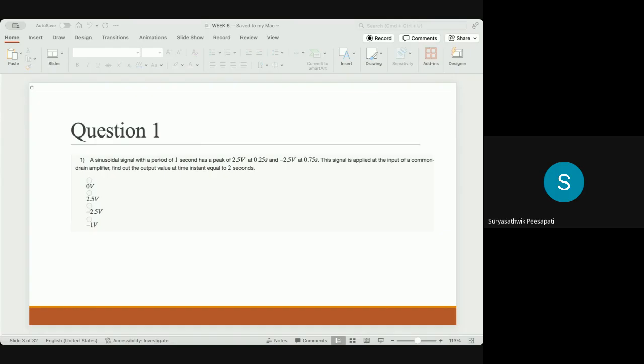Ma'am, the formula is V equal to A sin omega t plus 5. We have to use that formula to derive the particulars of the information, then we can get the answer. Okay. So since the time period of the input signal is 1 second, the value of the input at time instant equal to 2 seconds will be zero. As the signal is passed through a common drain amplifier or source follower, the output will be the same as the input value. So input and output will be the same. It is 0 volt.